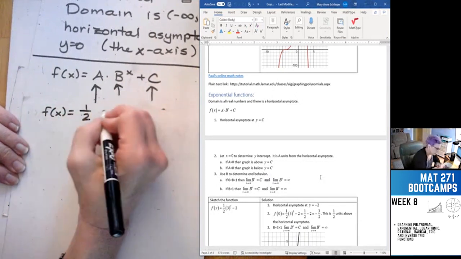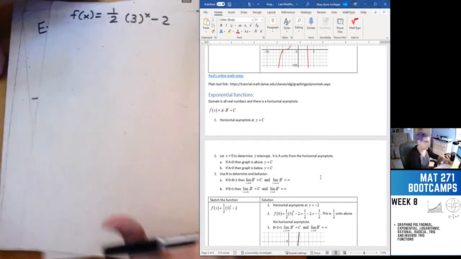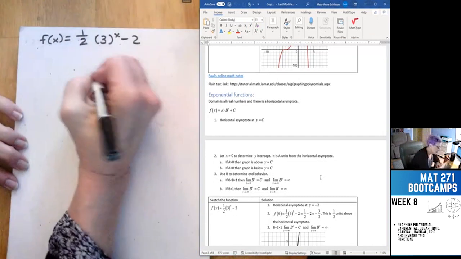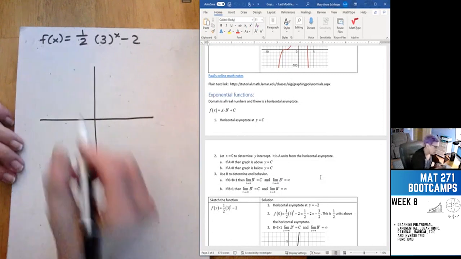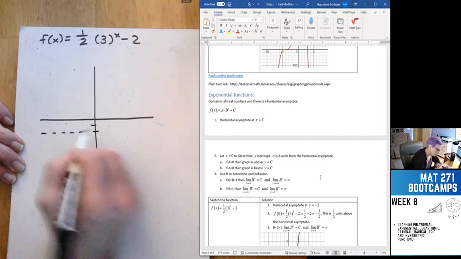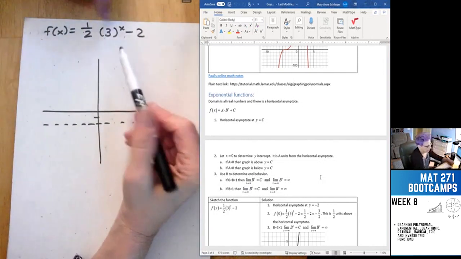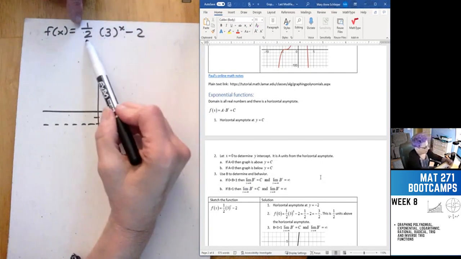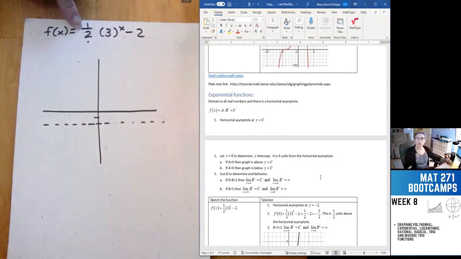One half of 3 to the x minus 2. So step number one, if you want to graph this thing, is to dash in that horizontal asymptote at y equals negative 2. Our leading coefficient here is equal to 1/2. That means I'm going to live above the horizontal asymptote.